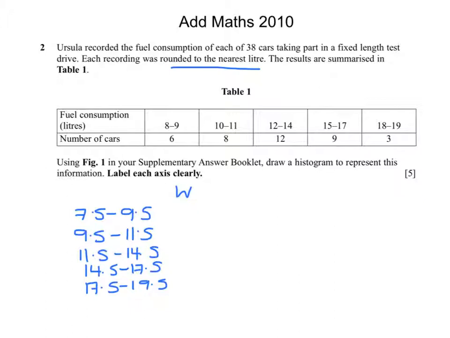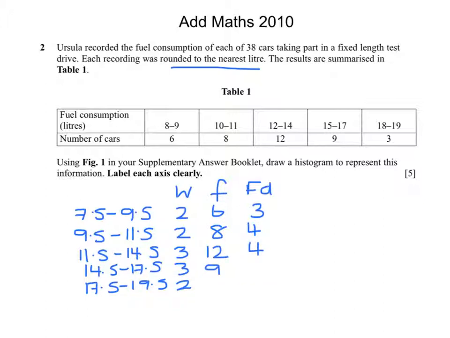In a histogram, frequency is represented by the area of the rectangle, so we need a width, a height and an area. So width of 2, 2, 3, 3 and 2. Our frequencies, first of all, are 6, which means the frequency density, the height has to be 3. 8, which gives us 4. 12, which also gives us 4. 9, which gives us 3, and 3, 1.5.